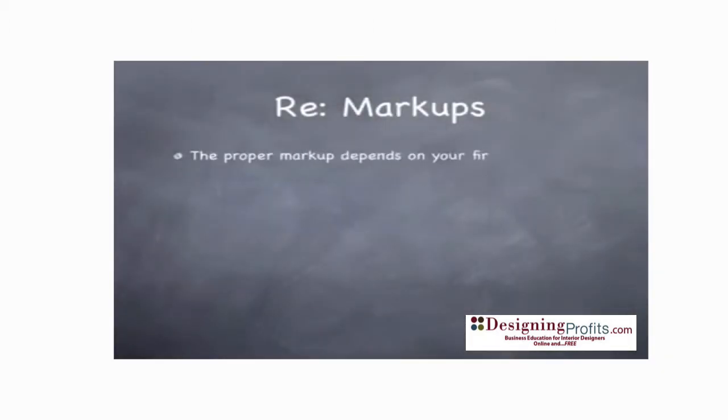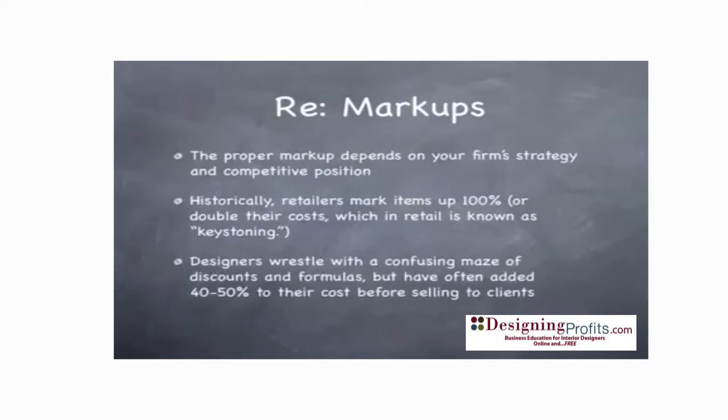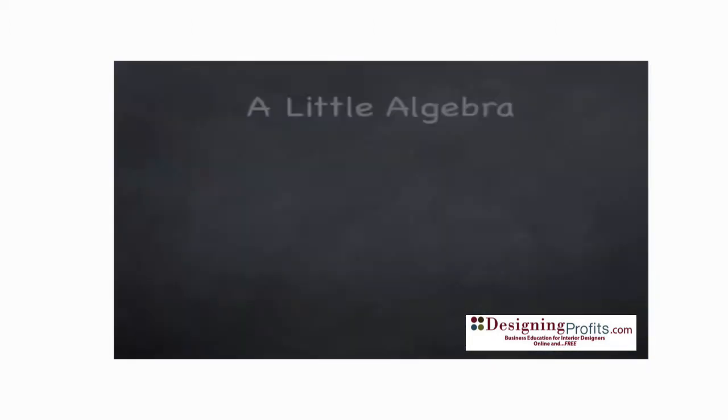Well, that really depends on your firm's strategy and competitive position. Historically, retailers mark items up 100% or double their cost, which in retail is known as keystoning. Designers wrestle with a confusing maze of discounts and formulas, but have often added 40 to 50% to their cost before selling to their clients.